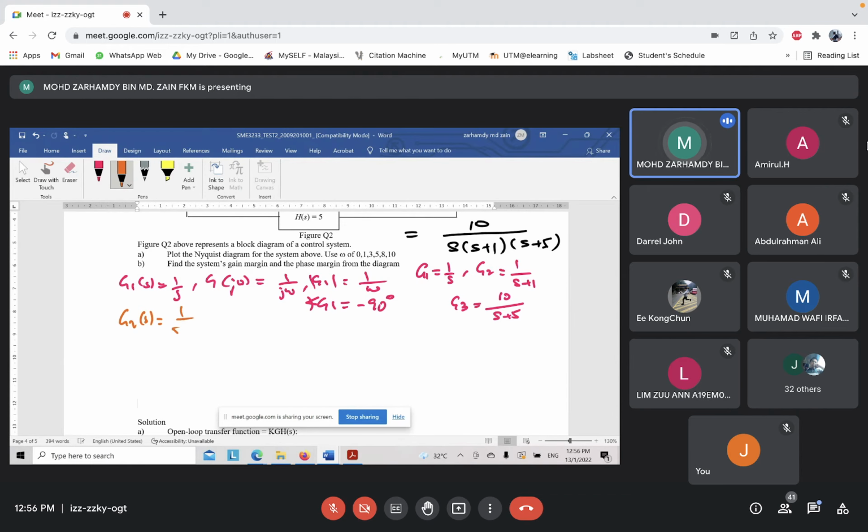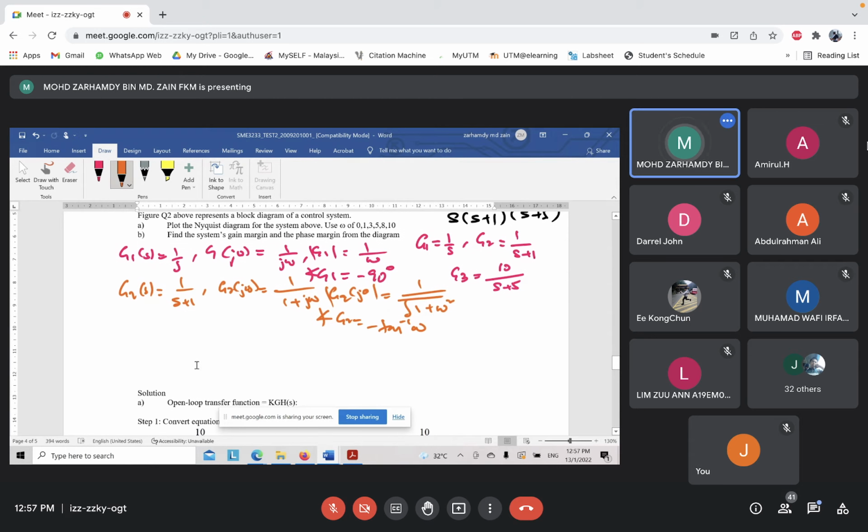G2 of S equal to 1 over S plus 1. Saya rasa ni we don't have any problem because straightforward. So we have 1 plus J omega. And then we have G2 of J omega. We have 1 over root of 1 plus J omega. Okay, so from here we have phase of G2 is negative tangent inverse of omega. Okay, omega.